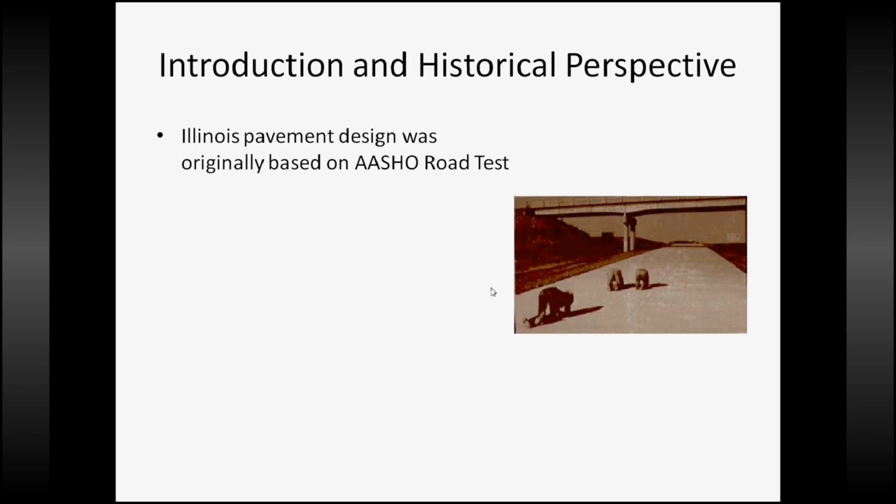So the Illinois pavement design was originally based on the AASHO Road Test. The AASHO Road Test took place in the mid-60s in Ottawa, Illinois, and it yielded an empirical design procedure. Now, by the early 1980s, IDOT wanted to update the empirical design tables, but it was apparent that the tables couldn't be updated to take into consideration all the different types of materials, new materials, and new construction practices.